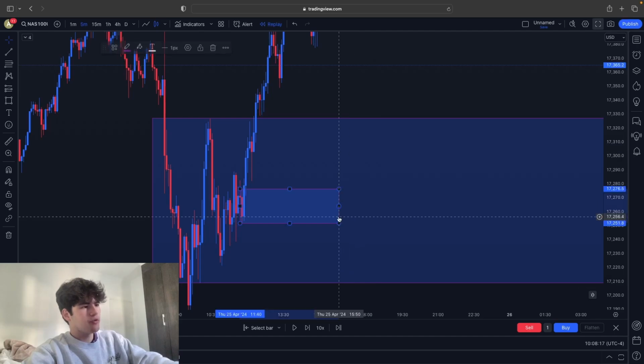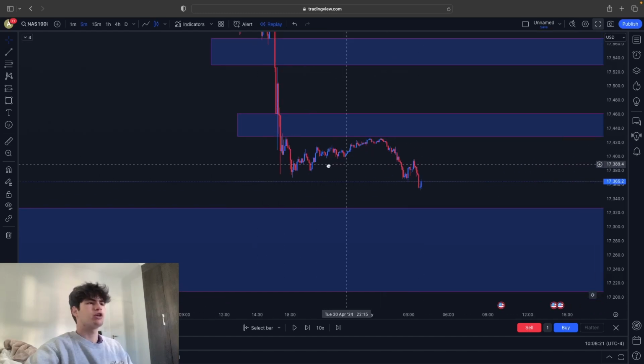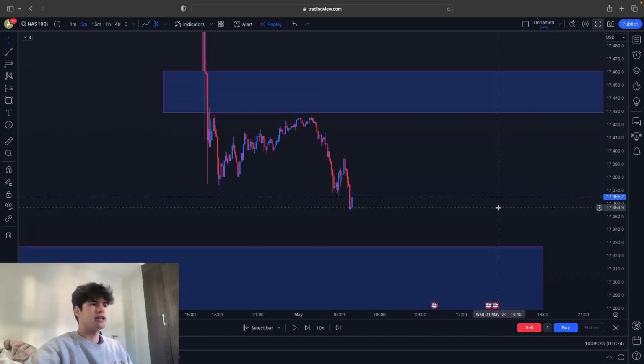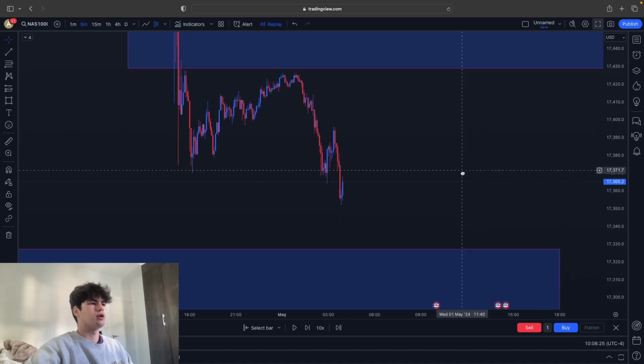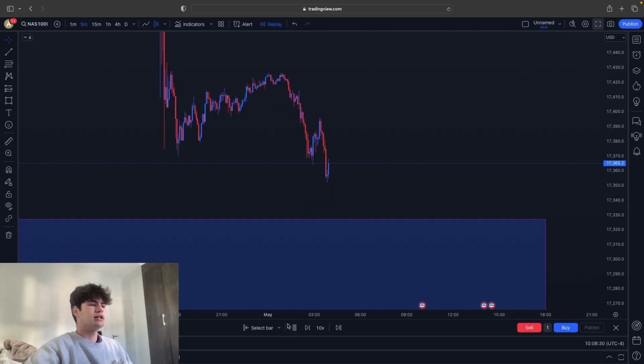So since we only have a 1 hour demand, we are going to wait for a demand to get created later on inside of the day, or once it's tapped inside of the demand, the 1 hour demand. Let's delete that gap there, and now let's just let this play out.